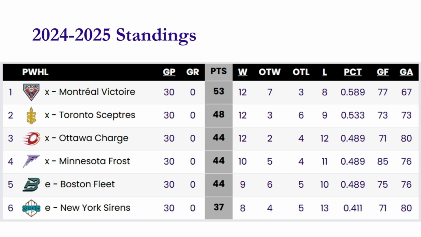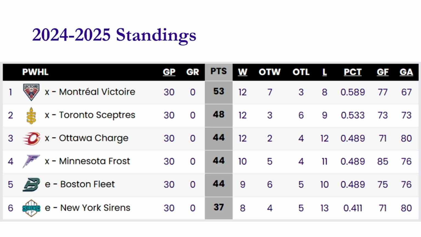So in Montreal's case, they have 12 regulation wins. Multiply those by the 3 points you get for them, it's 36 points. They have 7 overtime or shootout wins. Multiply those by 2, that's 14. And they had 3 overtime losses, which adds up to 3 points. They get 1 point for each of those. You add those 3 numbers together, 36, 14, and 3, and that leads to the 53 points you see on their page. The next column is the points percentage.